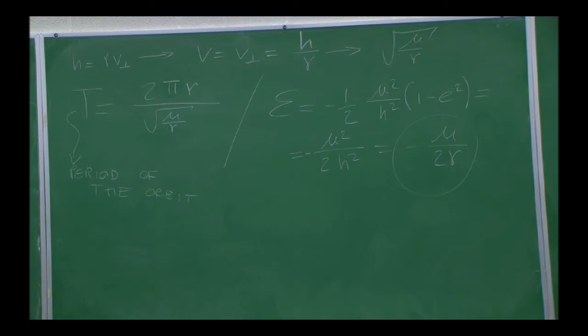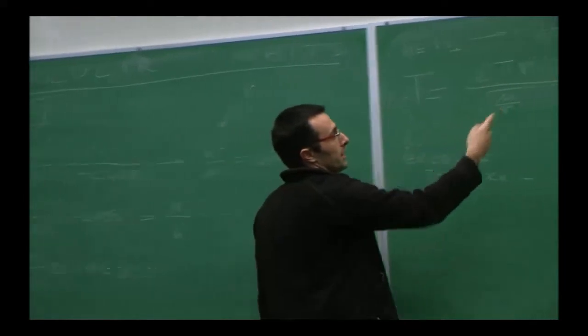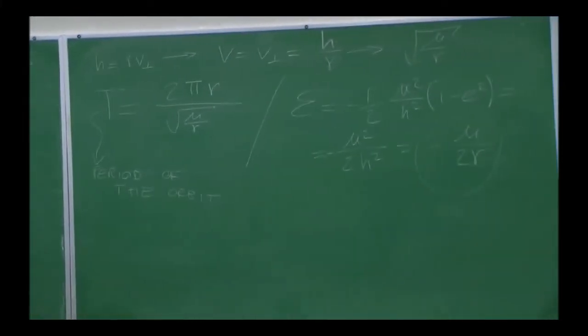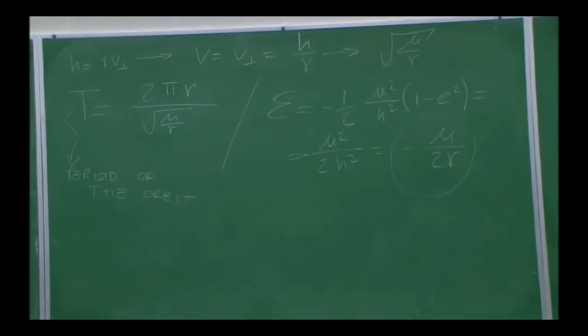So we know about circular orbits. What is the radius? We know what is the velocity. We know what is the period to go around. We know the energy. I think that's pretty much all we can say. There's nothing special about circles, except, yes?